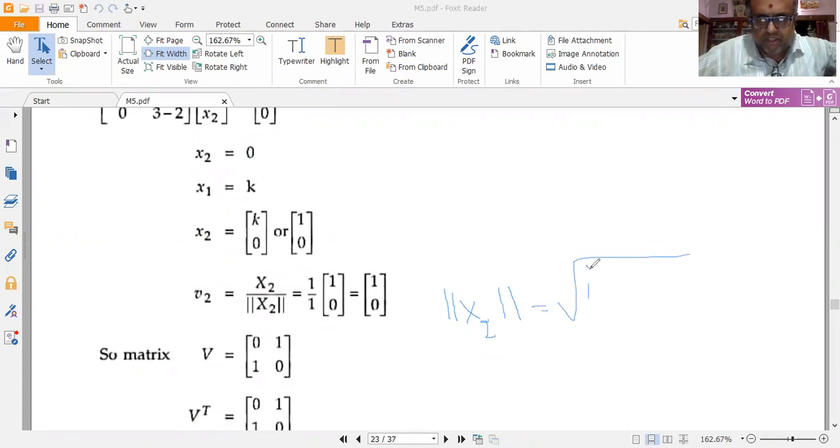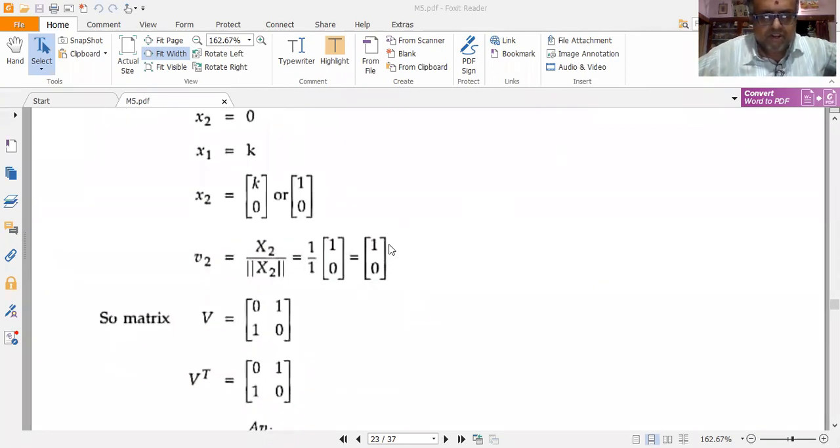Square root of the sum of the squares of the elements of x2. Square root of 1 squared plus 0 squared. So square root of 1 is equal to 1. So I get 1, 0. So 1 by 1 into 1, 0. So 1, 0 I get.